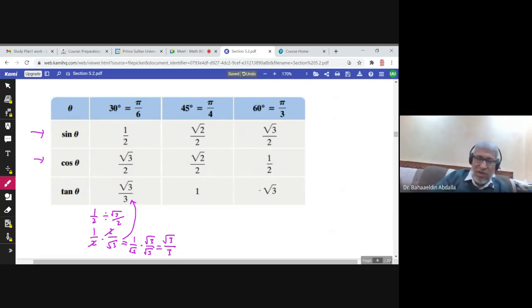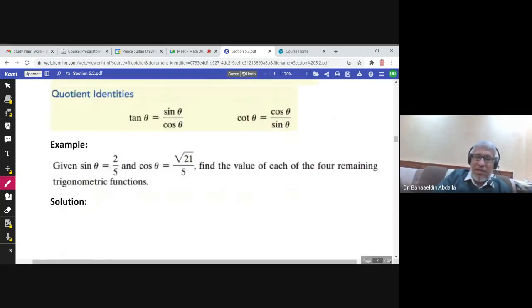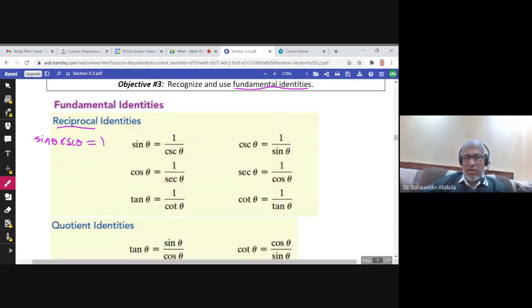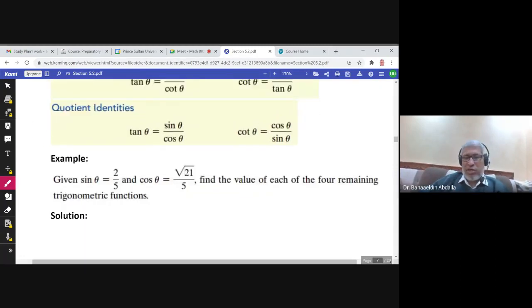So tan theta is sine theta over cosine theta. Don't ever worry about tan theta. If you know sine and cosine, just divide them and you will get tan theta. So these are reciprocal identities, and these are quotient identities. Let us solve some examples. Sine theta is 2 over 5, cosine theta is square root of 21 over 5. Find the value of each of the 4 remaining trigonometric functions.